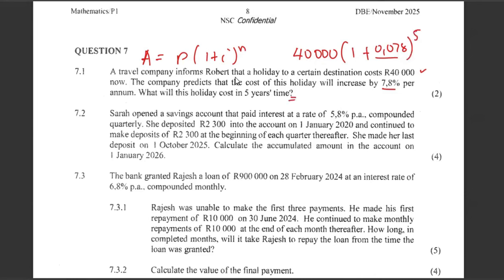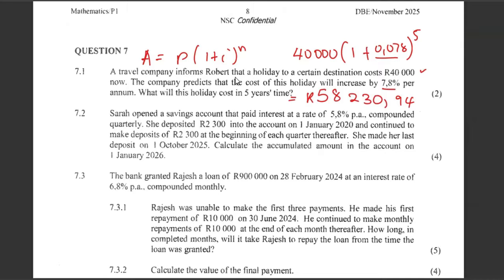So when I punch this in the calculator just to be sure, 0.078 to the exponent of 5. Okay, so what I'm getting is 58, not 528. It's 58,230.94 rands. All right, so that is what I'm getting with this question.